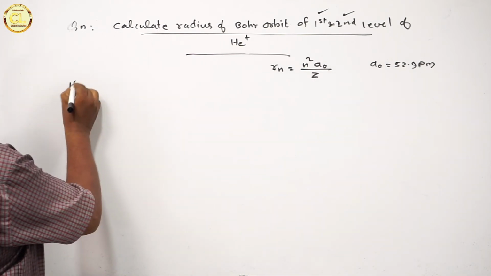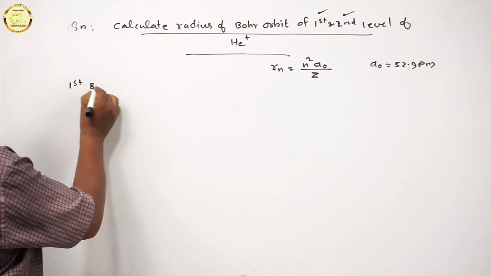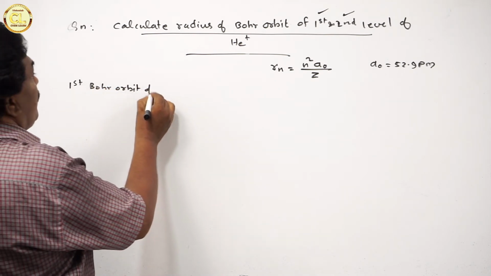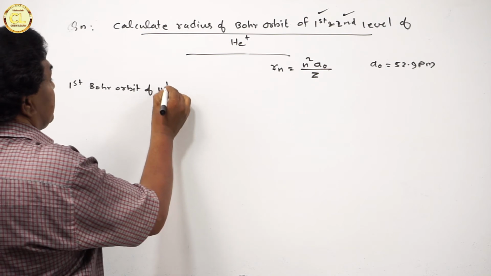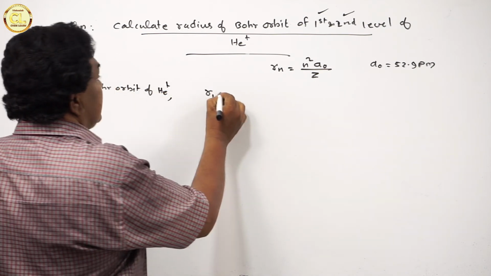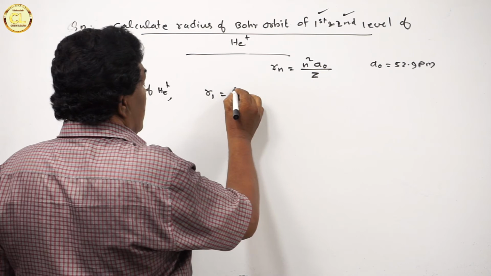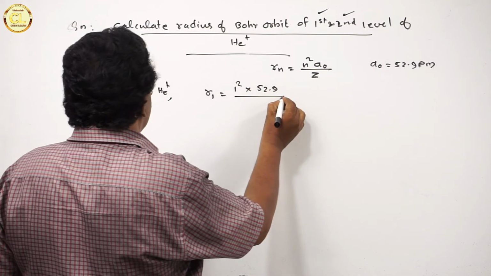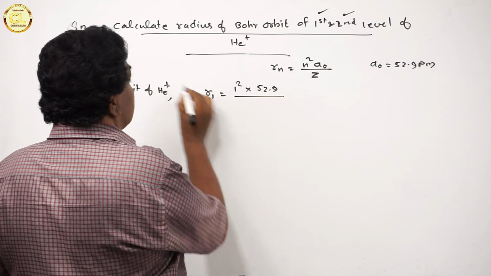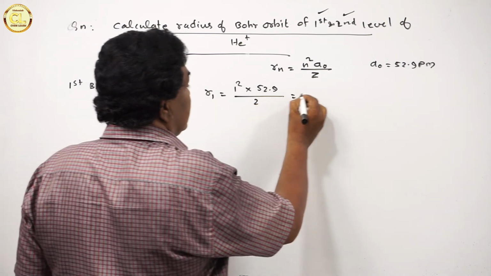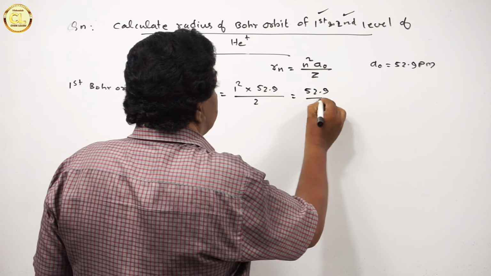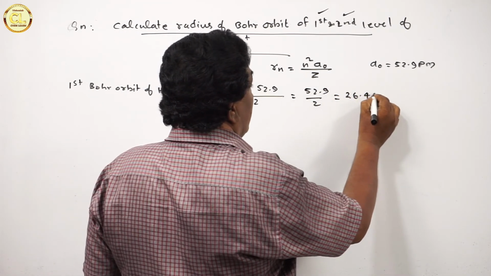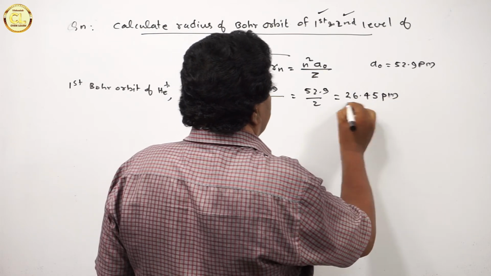For first Bohr orbit of He+, R1 is equal to, n is 1, so 1 square into 52.9 divided by, for He+, Z is equal to 2. That is 52.9 by 2 is equal to 26.45 picometer.